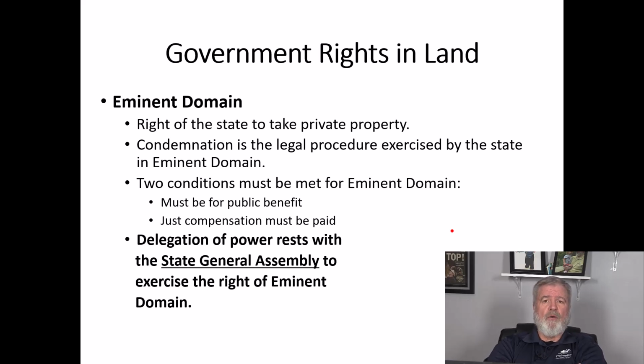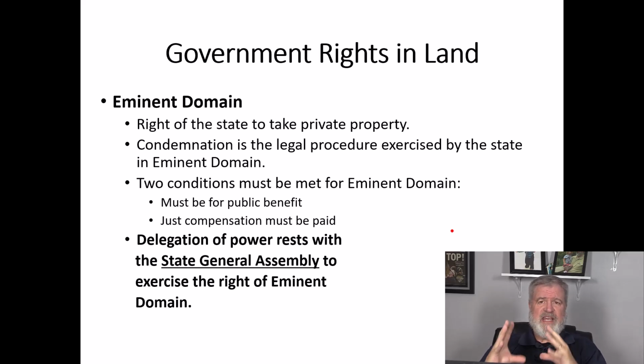Because the way the law reads, the state can take private property. If they need your property or part of your property, y'all, they have every right to take it via eminent domain, and there's nothing you can do about it, okay? But if they're going to take the property, y'all, there are two conditions that must exist.